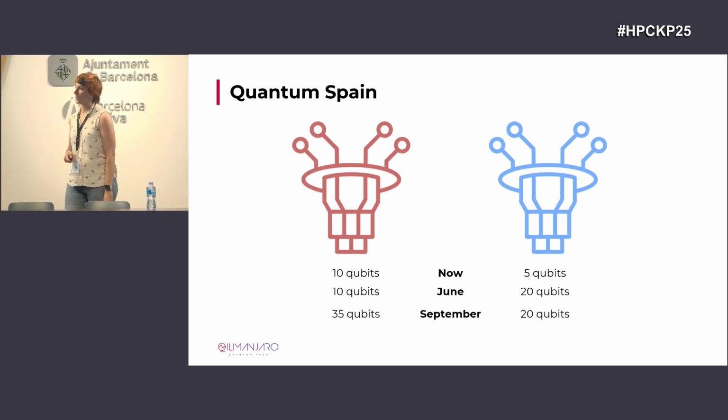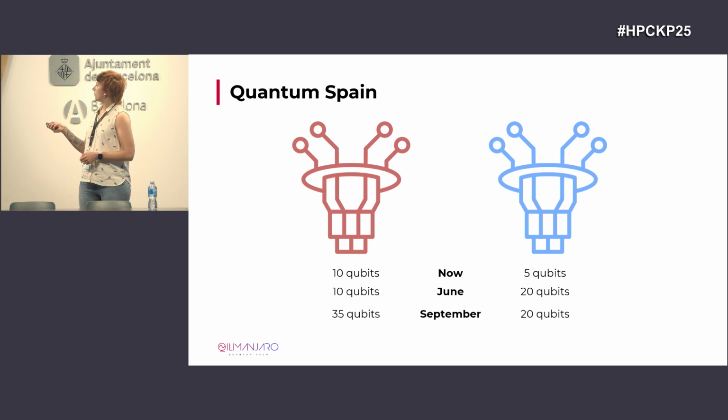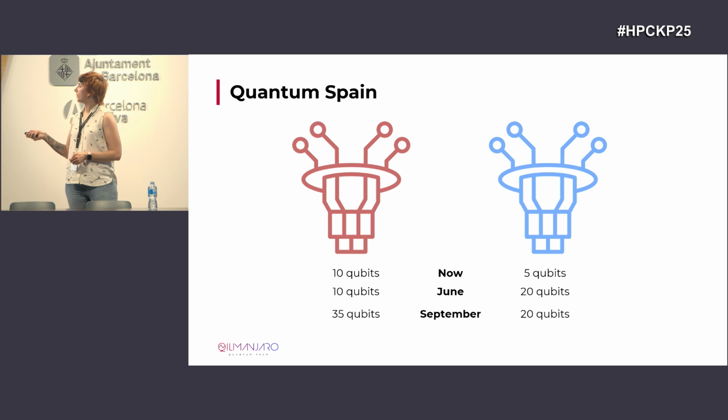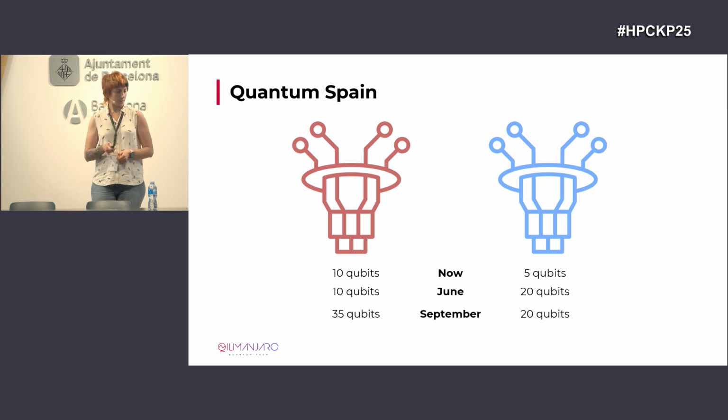So now we have in BSC, we have already updated from 5 qubits, that is in the blue system, to 10 qubits, that is in the red one. And during this month, we will replace the 5-qubit chip in the blue one and we'll put in the 20. And then at the end of this September, we will deliver the last delivery, of course, of the system with 35 qubits. That is what we agreed in the project.